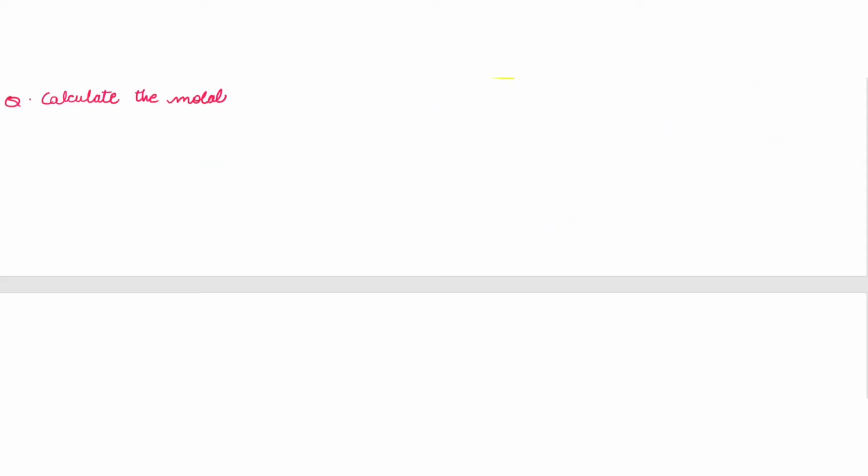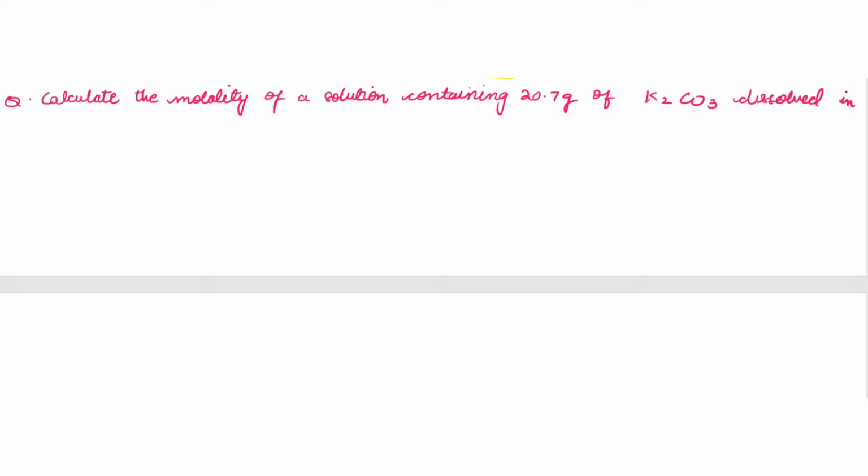Calculate the molarity of a solution containing 20.7 gram of K2CO3 dissolved in 500 ml of solution. They have given the density of solution as 1 gram per ml. Okay, so read the question again. We have to find the molality. They have given mass 20.7, and they have given the volume of solution.